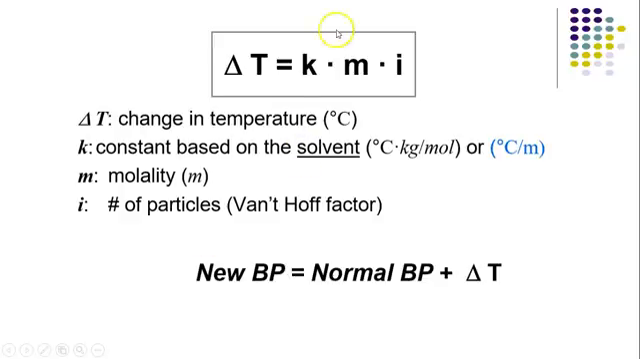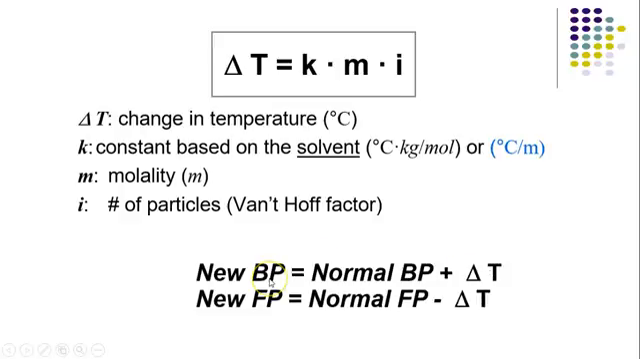Now, what this calculation is going to allow you to do is figure out how much the freezing point changes or the boiling point changes. And what you're going to have to do with that information is adjust the actual or the normal boiling point or freezing point of the solvent. So to find the new boiling point, we would take the normal boiling point of the solvent and we would add how much it changes by. Since this is boiling point elevation, we're adding the change in temperature.